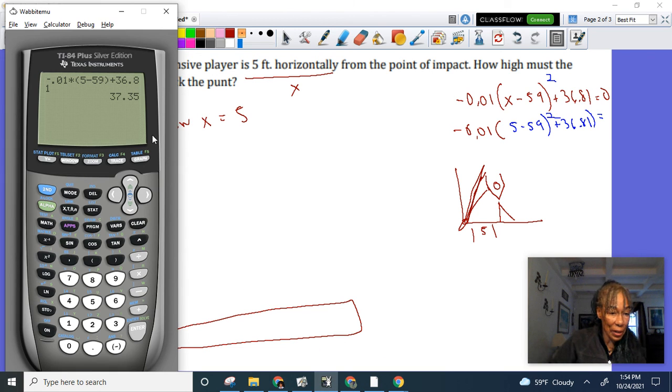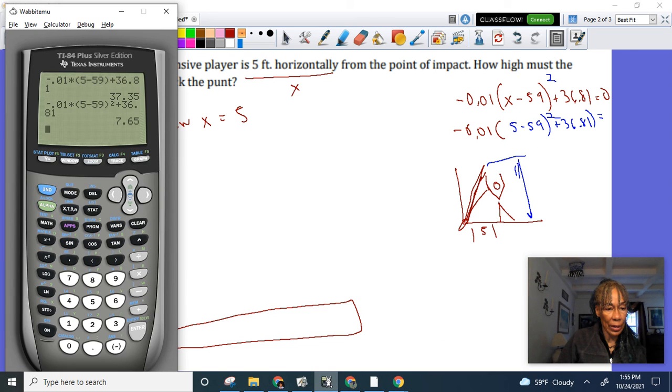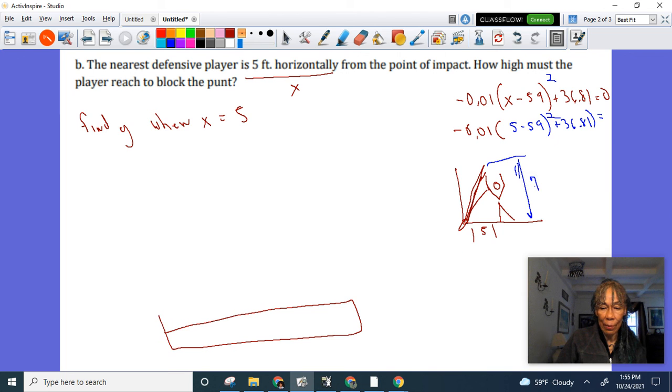Which is, this is good. You can see how I make a lot of mistakes. There's a lot of cool things on this calculator. If you hit second enter, it'll give you back what you did before, and you can go over and insert something you missed. So that should do it. Okay, that makes sense. You should always check your numbers to see if they're possible. So what we're getting is that the blocker guy has to be able to reach 7.65 feet to block the ball, which if he's 6 feet tall is distinctly possible.